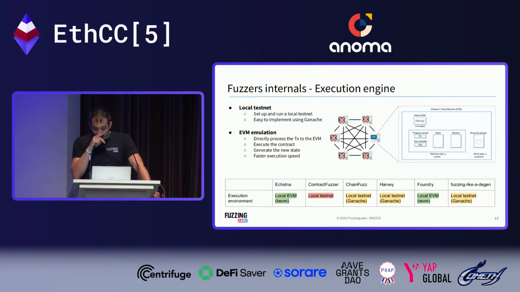and it's way faster. So what we can see there is that Echidna is actually using HEVM, which is written in Haskell as well. So that's maybe a reason why Echidna was developed in Haskell in the first place. And then we have some fuzzers that are actually using a local testnet, like ShaneFuzz, Harvey, and fuzzing like a dgen. For Foundry, they implement their own Rust version of the EVM, and that's also why Foundry is really fast and really interesting for us, because we are getting way more speed using that.